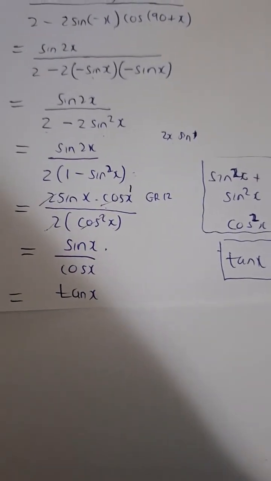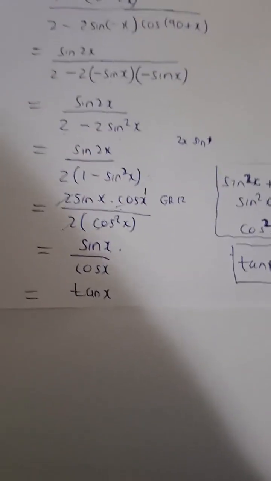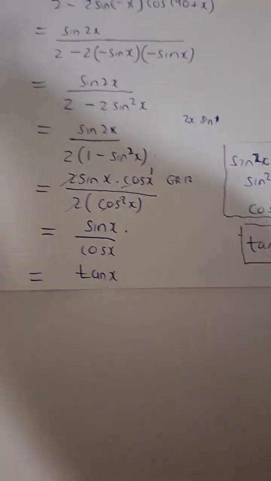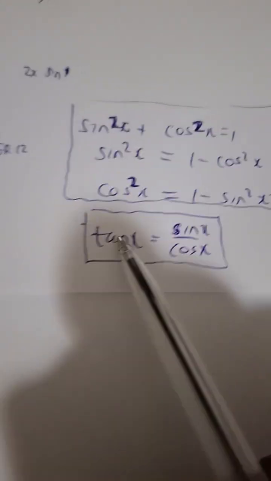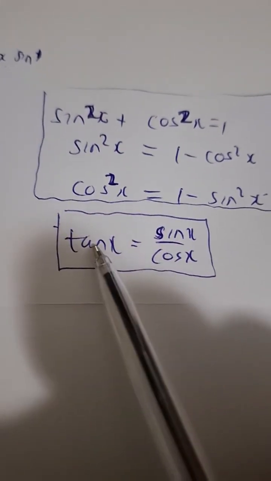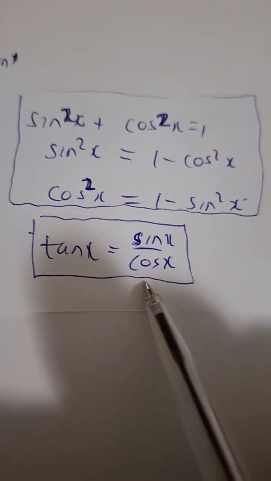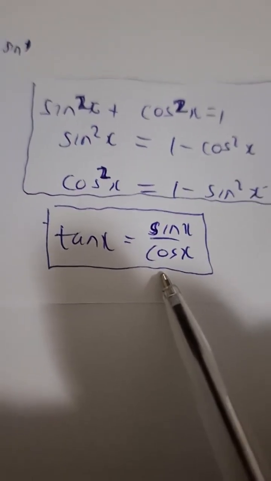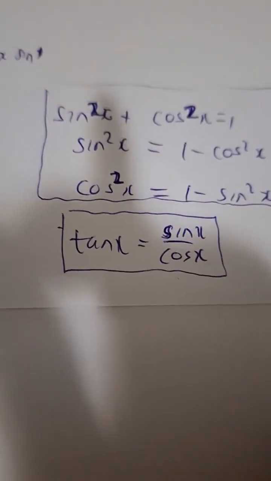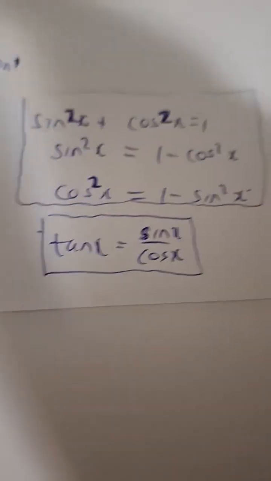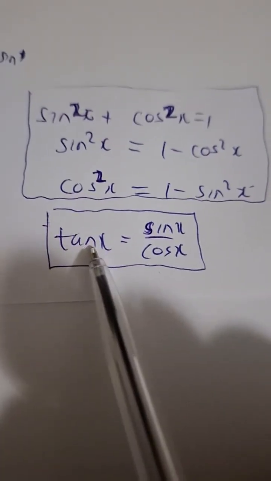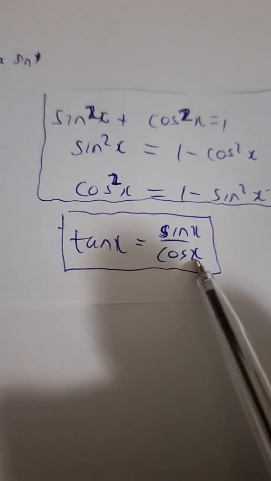You cannot say cos x over sin x is equal to... no. The identity says tan x is equal to sin x over cos x. If you are going to say cos x over sin x is equal to tan x, then you are basically saying something that is not the identity.